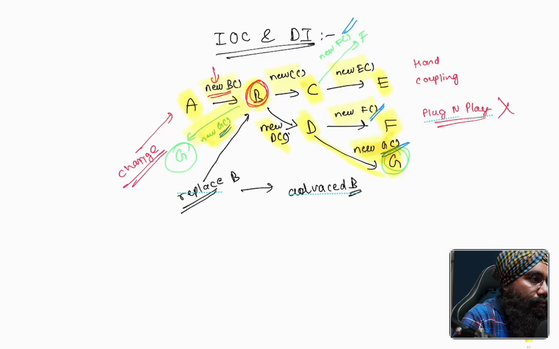There will be a duplication. And suppose as D requires F, maybe C also requires F. So it will again do new F, and again there will be two objects of F as well. So many objects will be created.